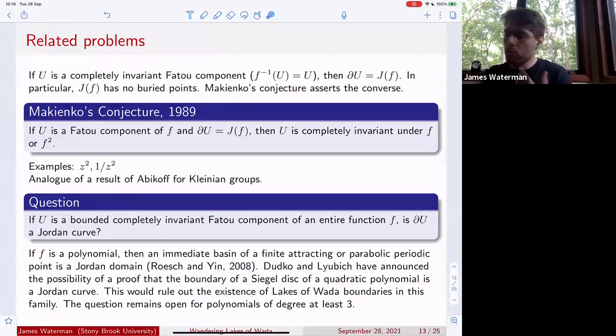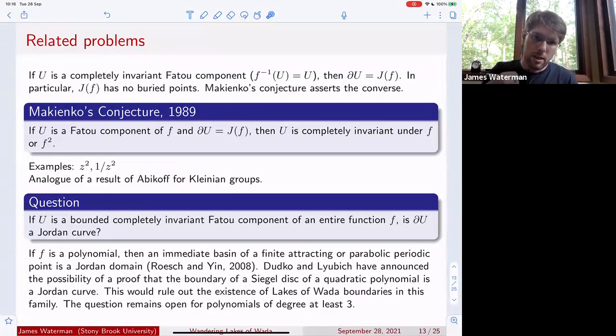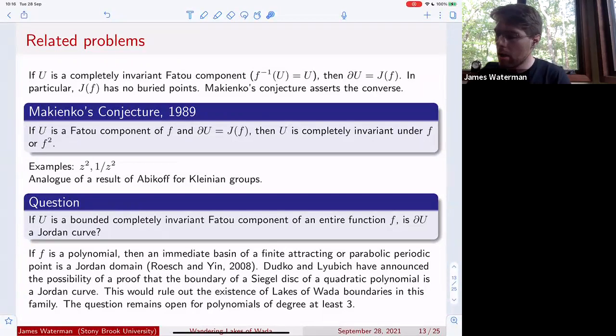There are also some generally related problems in complex dynamics, related in the sense of whether or not these Lakes of Wada continua can actually occur, two of which are Martí-Pete's conjecture and a general question about whether or not the boundary of some Fatou component can be a Jordan curve.